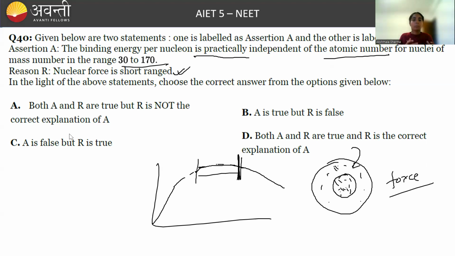Because attractive nuclear force is acting, and because of that energy is getting released. If force is saturated, binding energy will get saturated. So nuclear force is short range. Yes, that is the reason.